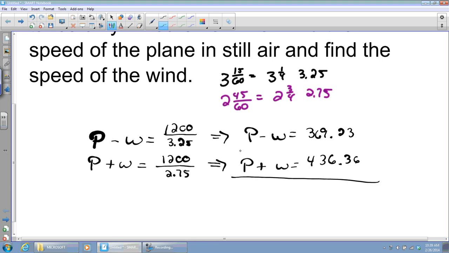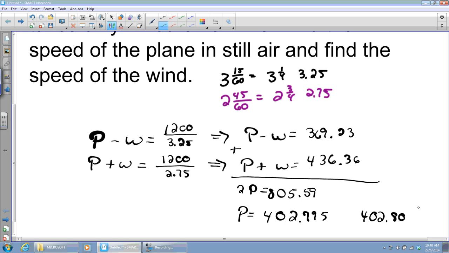Okay, now I'm going to do this by elimination, of course. It's so simple by eliminating. And it looks like we're going to get a 9, a 5, a decimal point, a 5, we're going to carry the 1, and we get 805.59. And now I'm going to cut that in half, and I'll get the speed of the plane, which looks like it's going to be 402.7. Rounding to the nearest hundredth, I believe it would be 402.80, or 402.8, and that would be miles per hour.